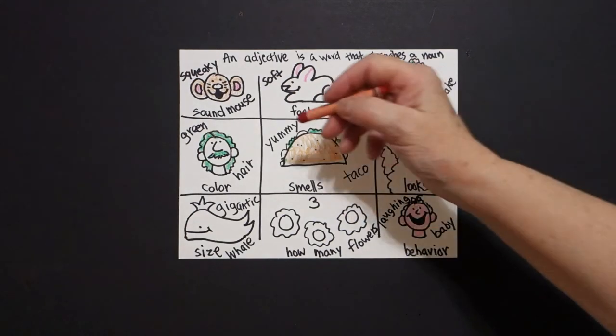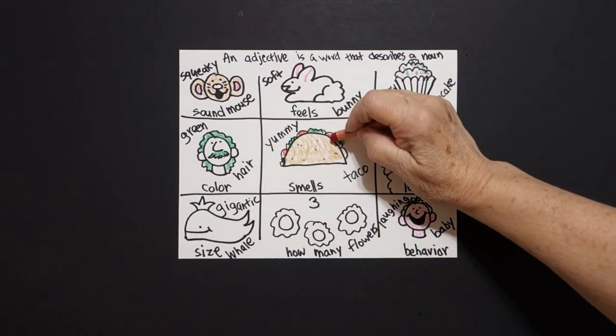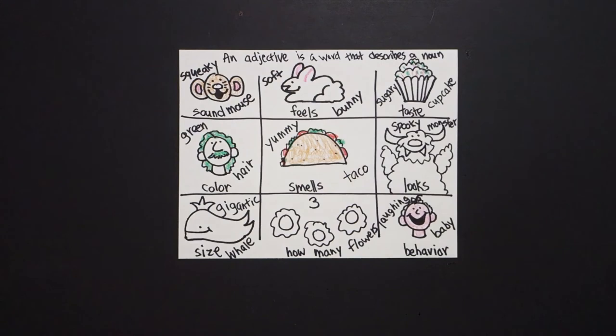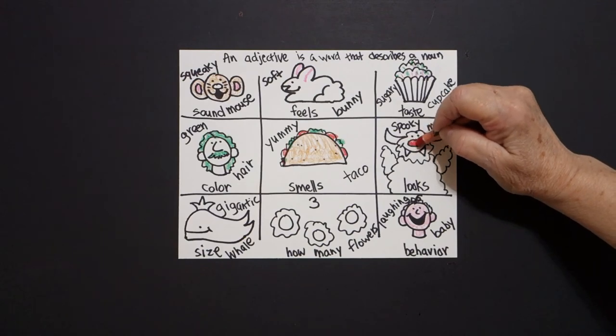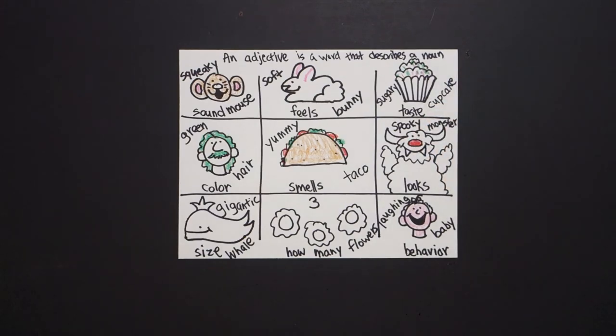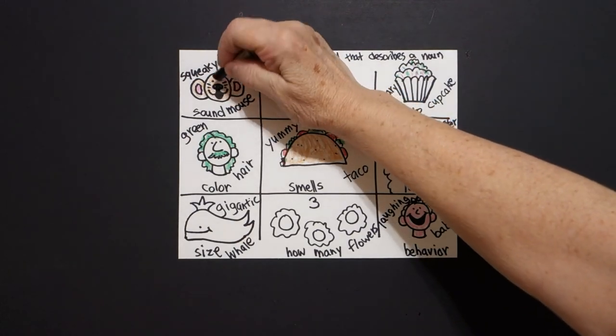And I can come in with some tomato, red tomato. Tomato is the noun, red is the color. And I'm going to give my spooky monster a red nose. Give my mouse a black nose.